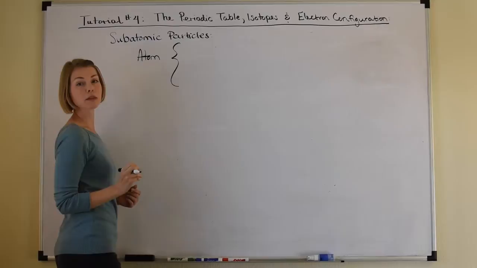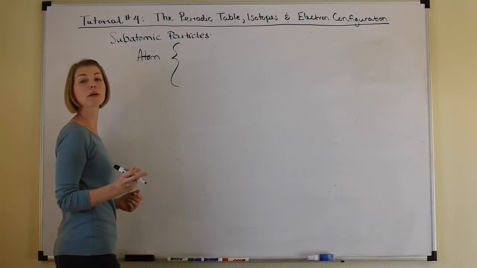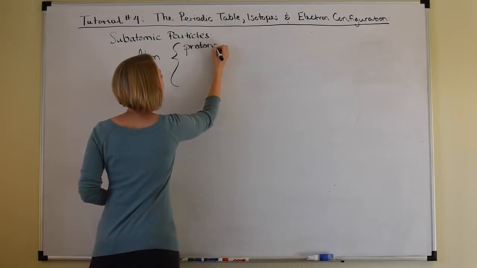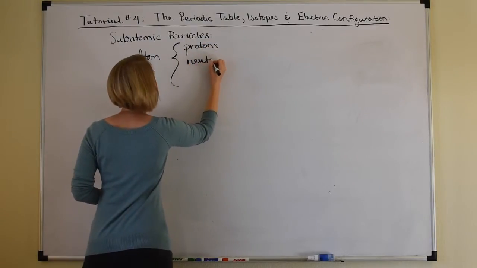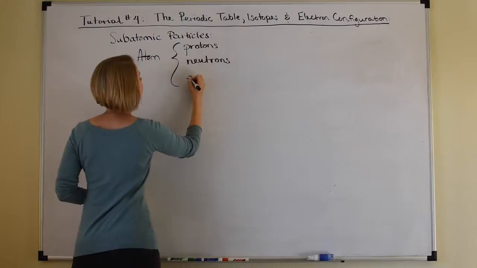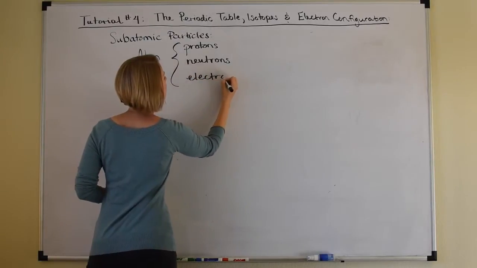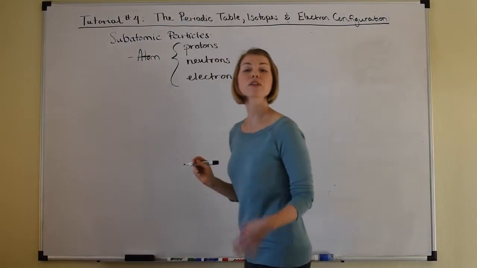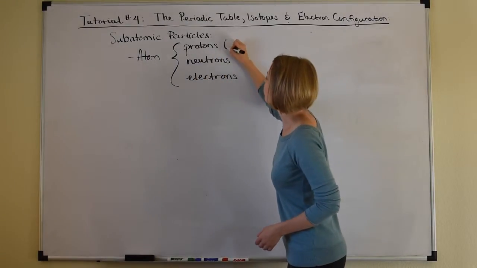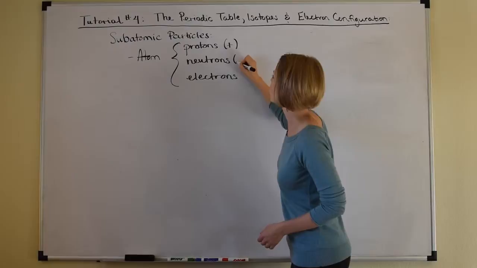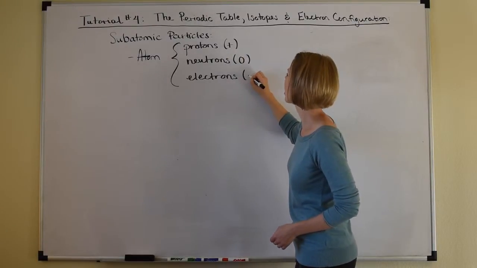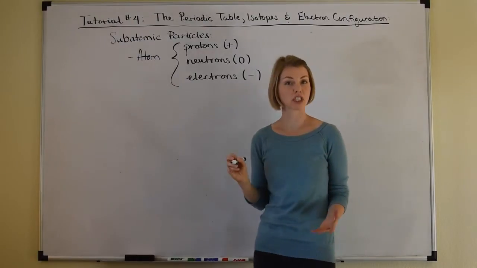And we said that atoms are composed of the subatomic particles protons, neutrons, and electrons. Okay. We further said that the protons have a positive charge. Neutrons are neutral, so I'm going to indicate that with a 0, no charge. And electrons are negatively charged.